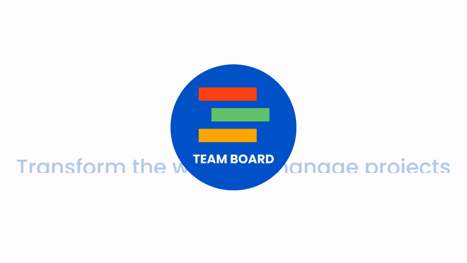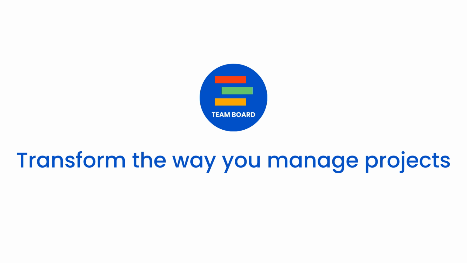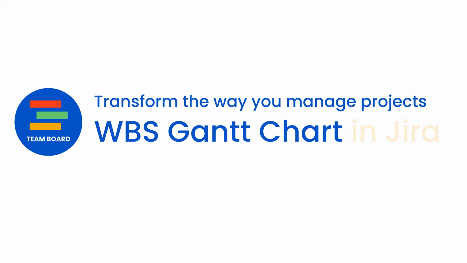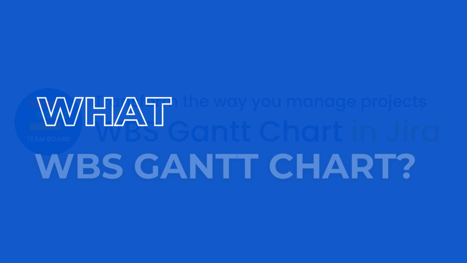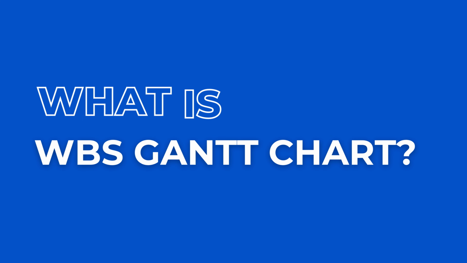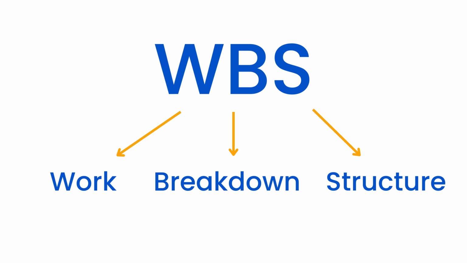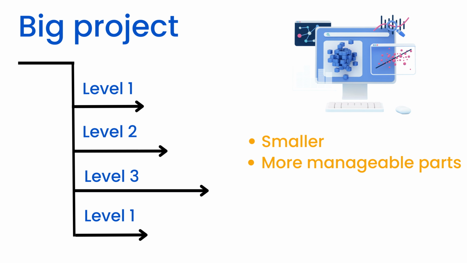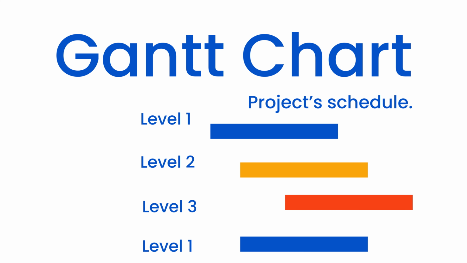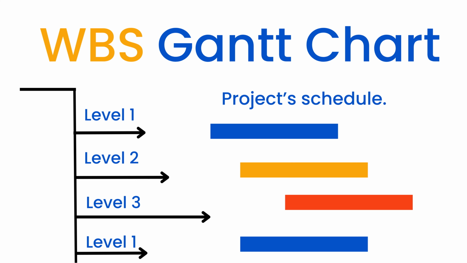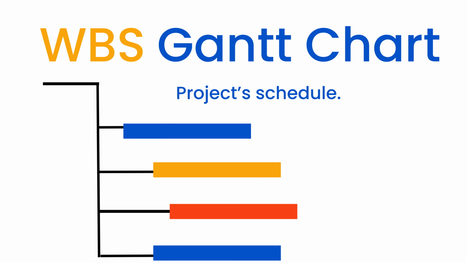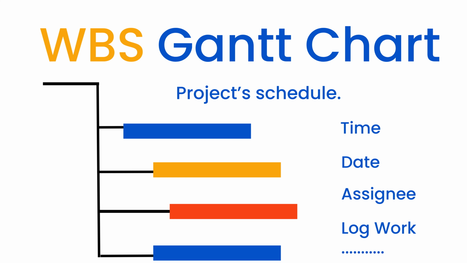Today, we're diving into something that can transform the way you manage projects. WBS Gantt Chart in Jira with TeamBoard ProScheduler. So, what exactly are WBS Gantt charts? WBS stands for work breakdown structure, and it's a way to break down a big project into smaller, more manageable parts. A Gantt chart, on the other hand, is a type of bar chart that shows a project's schedule. Put them together, and a WBS Gantt chart in Jira is a tool that lets you see both the big picture of your project and all the little details.